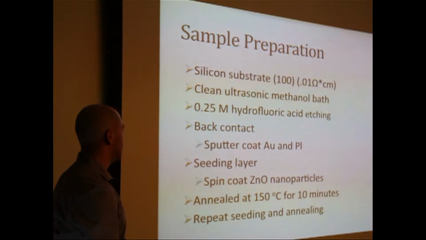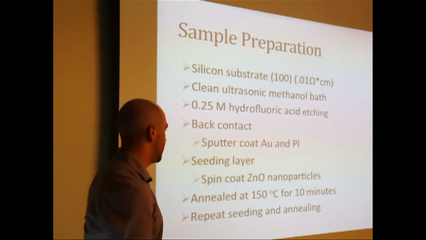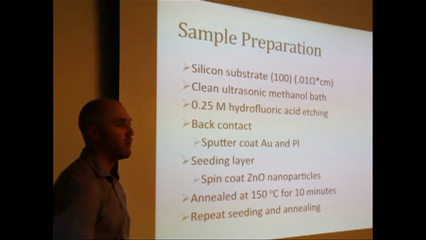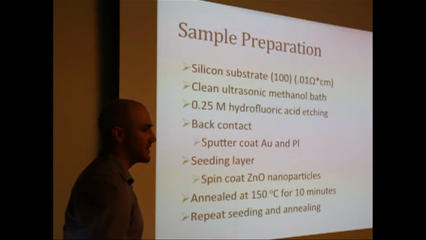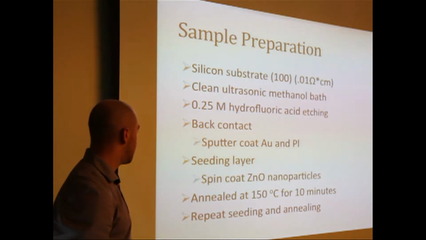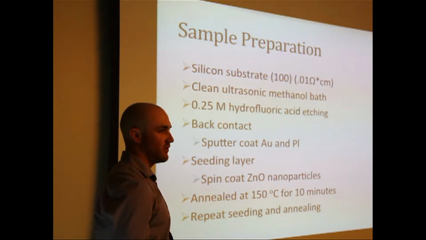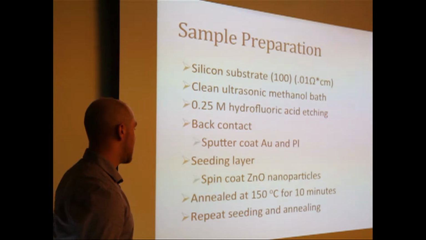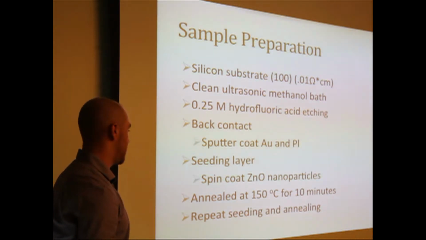So for our sample preparation, we use a silicon substrate of resistivity 0.01 ohm centimeters. First, we clean it in an ultrasonic methanol bath, followed by chemical etching with 0.25 molar hydrofluoric acid. For our back contact, we use sputter-coated gold palladium, and we applied a seeding layer of spin-coated zinc oxide nanoparticles. These are for the growing of thin films because the aluminum and zinc ions don't stick very well to the silicon, so we need this seeding layer to grow them.